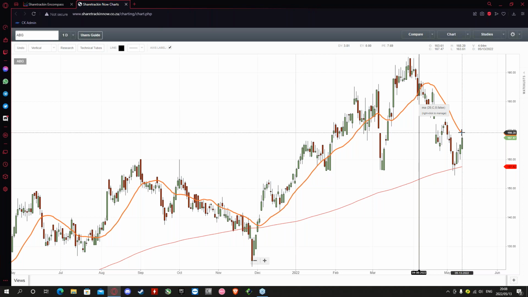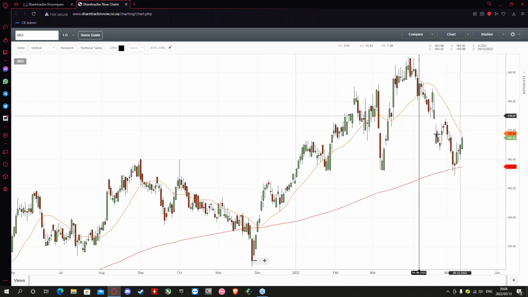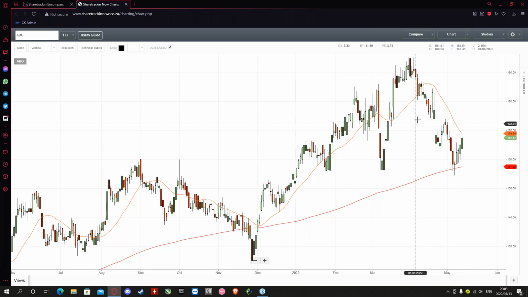Okay, but there are other indications, like for instance your RSI and your stochastic, which would have told you that this is actually a good time to start buying some ABG shares. But there's other things that you can add onto it as well to see that. Then the other moving average, the next one.